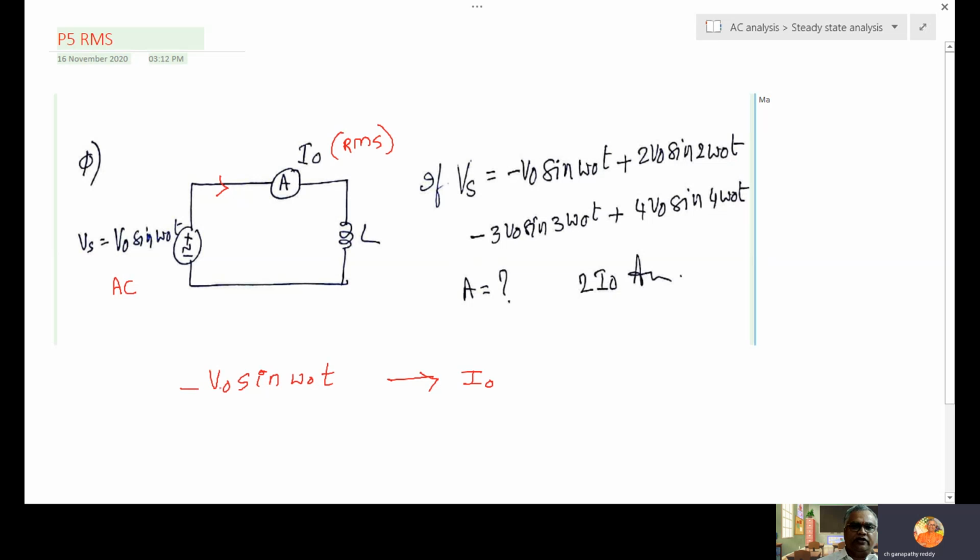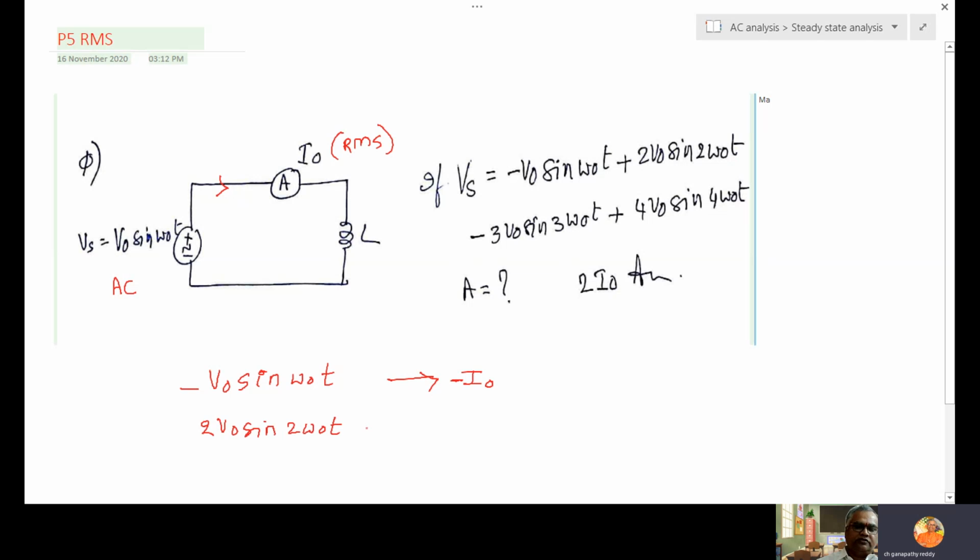If it is minus V naught sin omega naught t, students think that minus. Then what is the second one? Frequencies are different, na? So they apply the superposition principle. And 2 V naught sin 2 omega naught t.